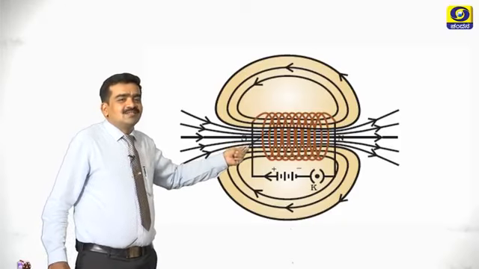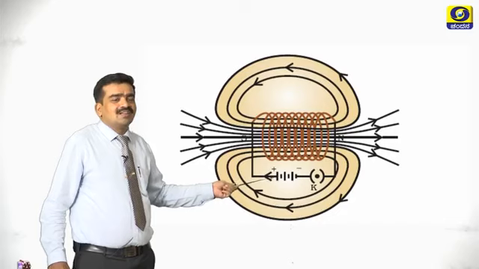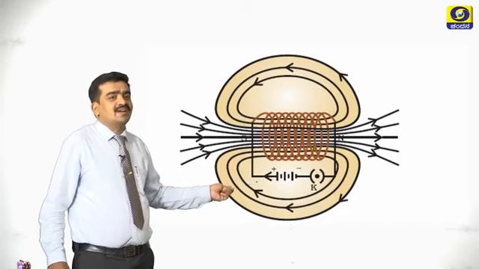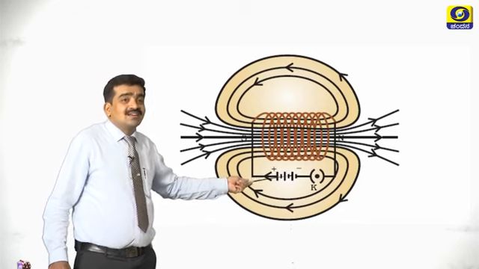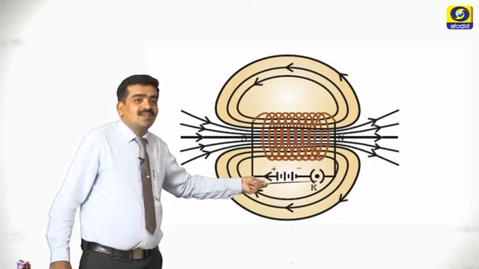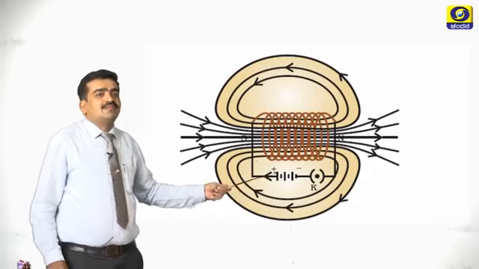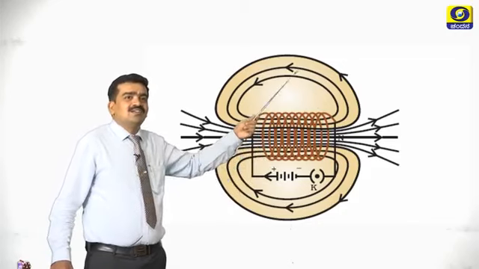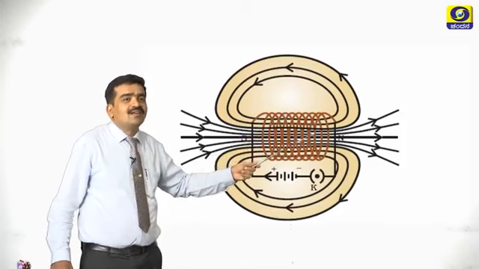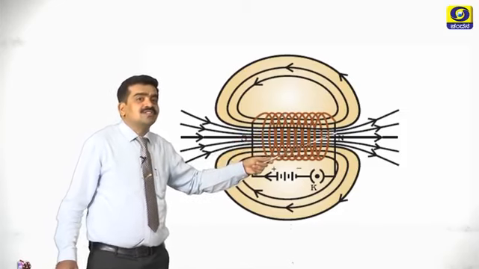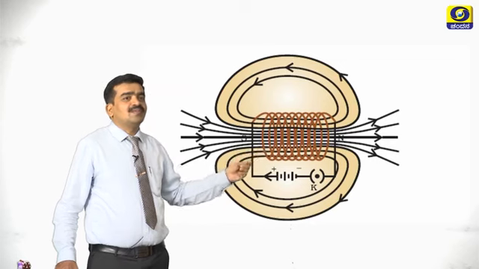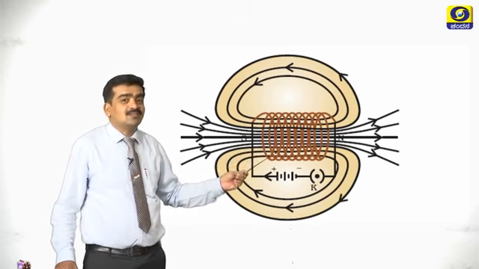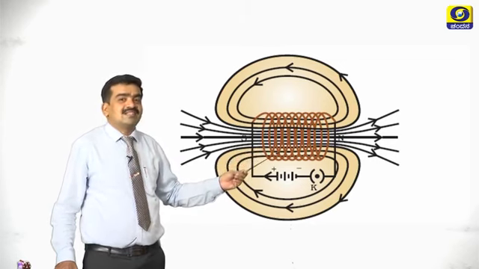Here the ends of the solenoid are connected to the battery, that is, the positive terminal of the battery is connected to one end and the negative terminal is connected to the other end with the help of a key. Then if the current is passed through the solenoid, you can see the magnetic field around it. Magnetic lines of force emerge at the north pole and merge at the south pole. It is just like in the case of a bar magnet.